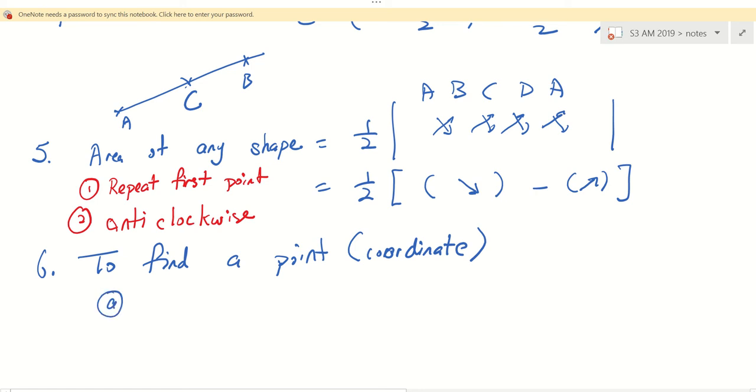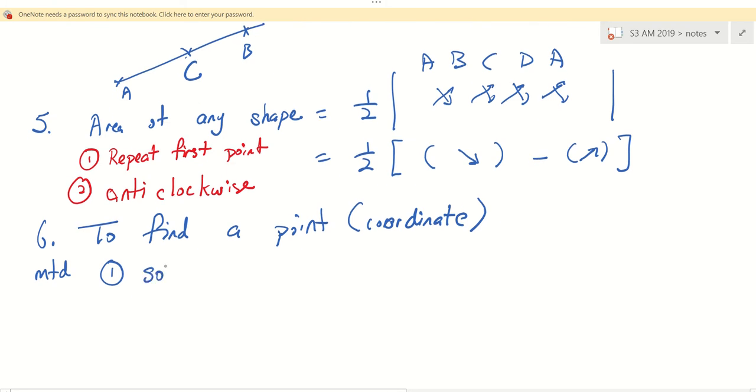Method 1, very straightforward. I solve simultaneous equations. So always remember, when you solve simultaneous equations, you are actually finding a coordinate.